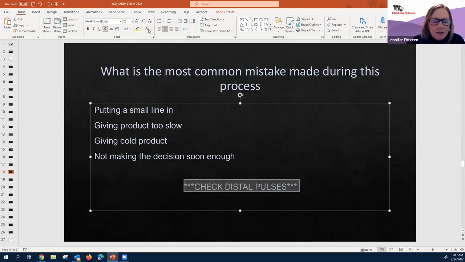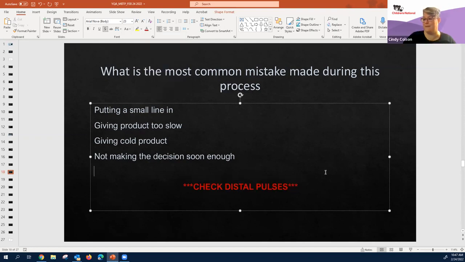Agree. It's the first thing I touch when a kid rolls in: what do their feet feel like? Are they cold? And do they have a pulse? Yep.